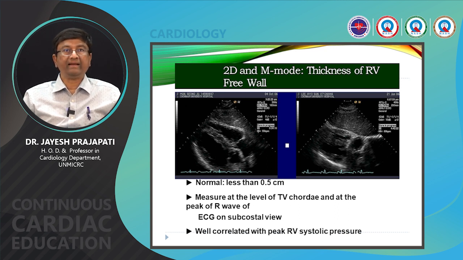we have to think that the patient has RV hypertrophy, or there is PAH, or RV pressure overload. It should be measured at the level of the tricuspid valve chordae tendineae, and at the peak of the R wave in the subcostal view.